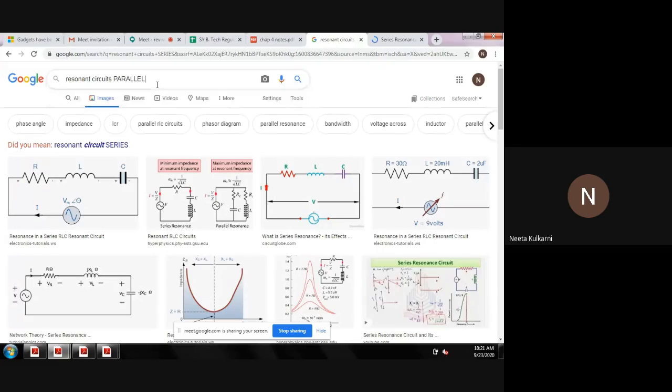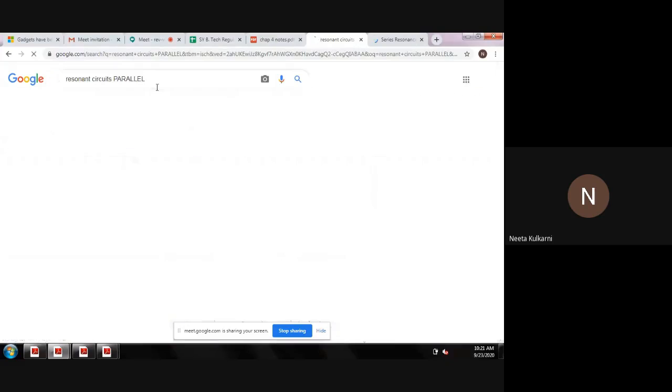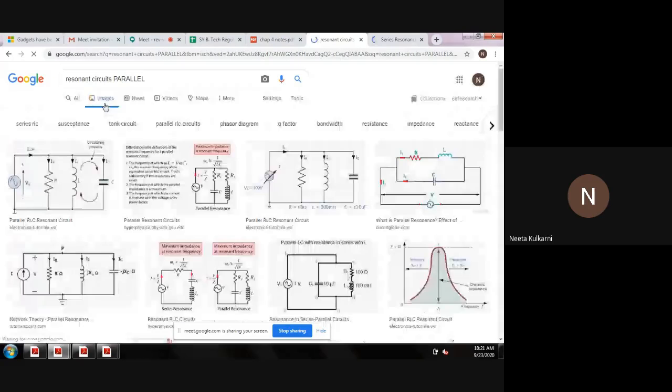Then what is there in the parallel resonant circuit? See, these RLC are used in parallel combination with this voltage source, that is called as the parallel resonant circuit. This RLC are connected in the parallel connection.